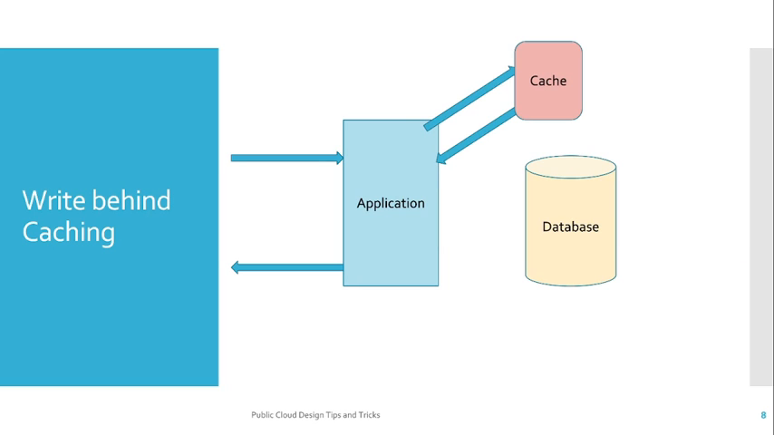Now the write behind caching. When a request is coming, first it will go to the cache, it will write it in the cache, and then after that asynchronously it will update the data in the database.